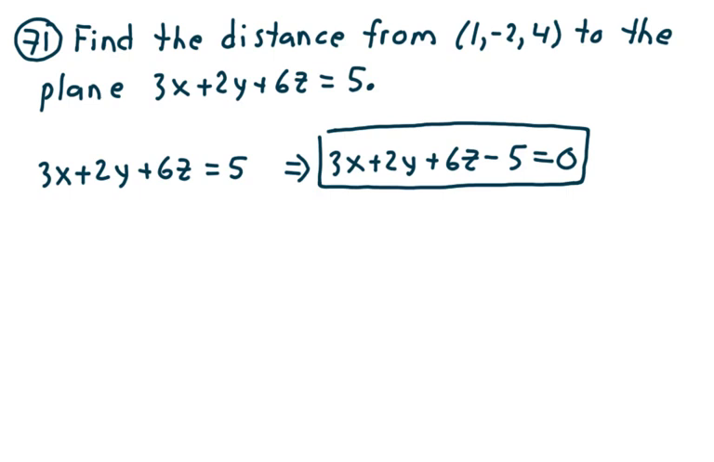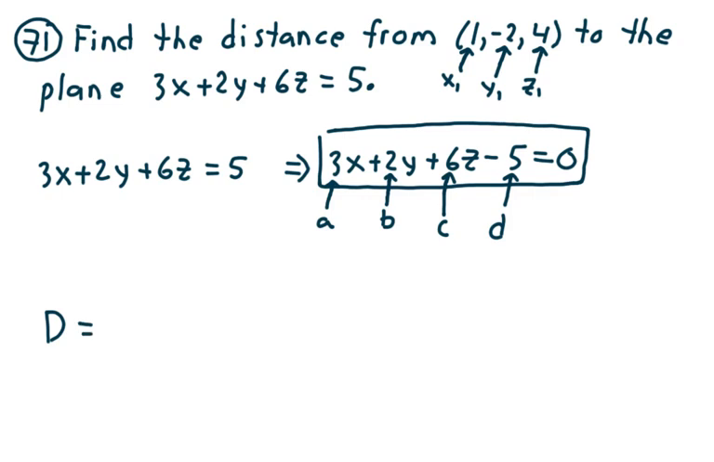Now we're ready to find the distance. Notice, my x1 is 1, y1 is -2, and my z1 is 4. A is 3, that's the coefficient of x. My b is 2, that's the coefficient of y. C is 6, and lowercase d is -5. And now we're ready.